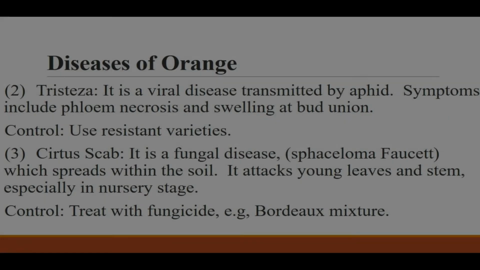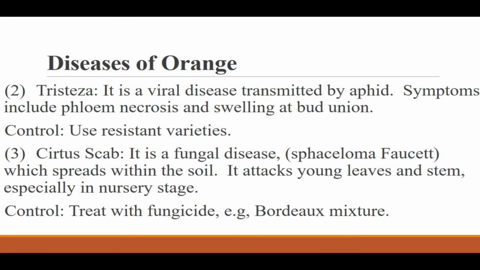Another disease of orange is the citrus scab. This is a fungal disease which spreads within the soil. It attacks the young leaf and stem, especially in the nursery stage. How do we control them? We control them by treating them with the appropriate fungicides.